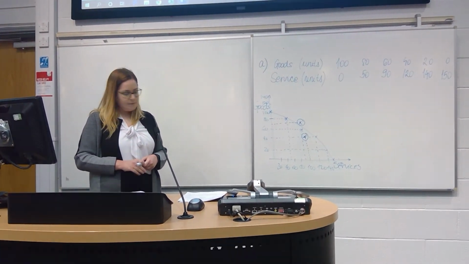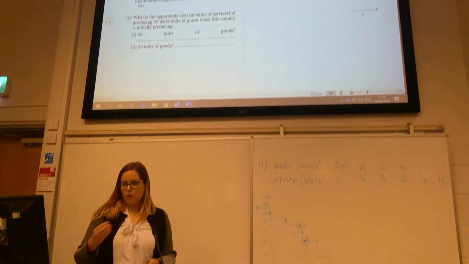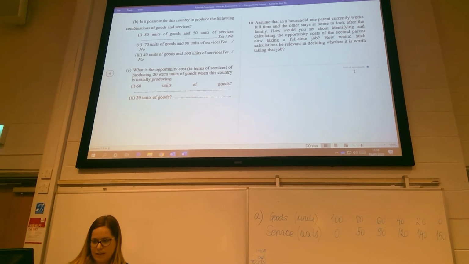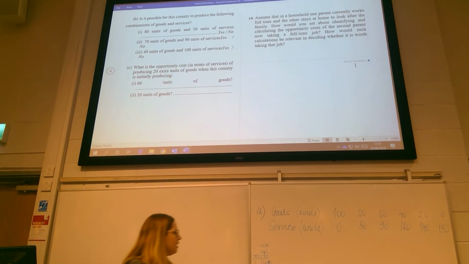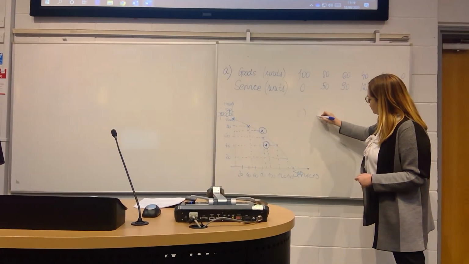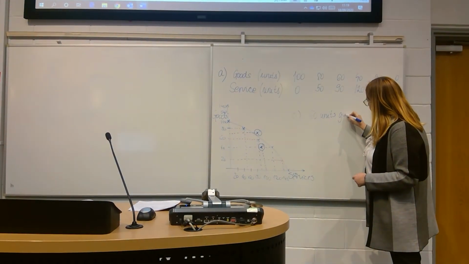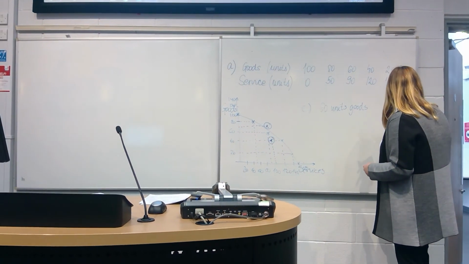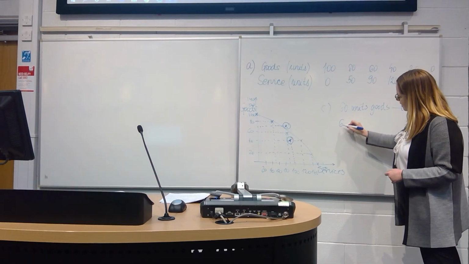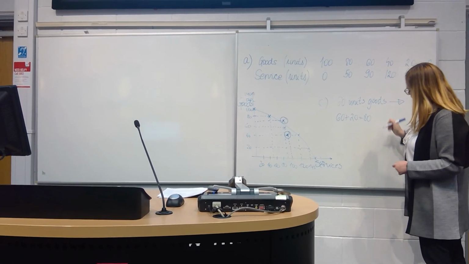And then finally, we have the question under C. What is the opportunity cost in terms of services of producing 20 extra units of goods when this country is initially producing 60 units of goods? So if the country is producing 60 units of goods initially, and it is supposed to be producing an additional 20 units of goods, we have 60 plus 20. The country is now producing 80 units of goods.